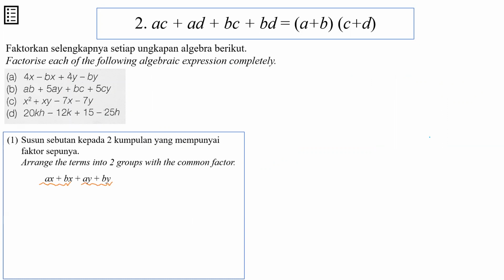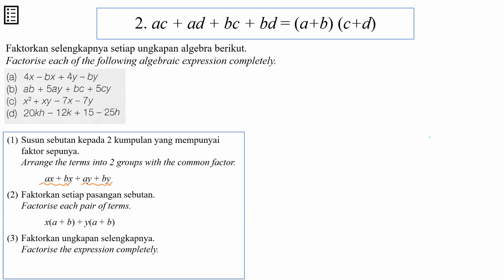And for each group, let's factorize them. So we will have the common factor x. So take the x out, left with a plus b. Take the y out, we're left with a plus b. And a plus b is the common factor for both terms. So completely factorize this. Part 2 is partially done. To complete it, we have to further factorize the a plus b. So we will have this. With that in mind, let's solve a until d.